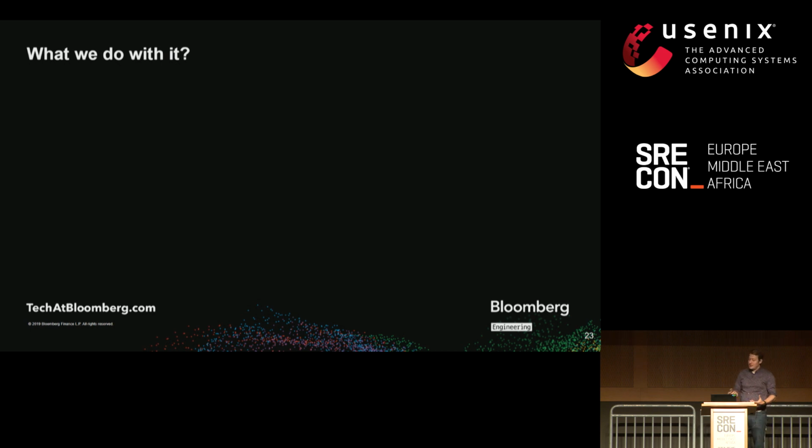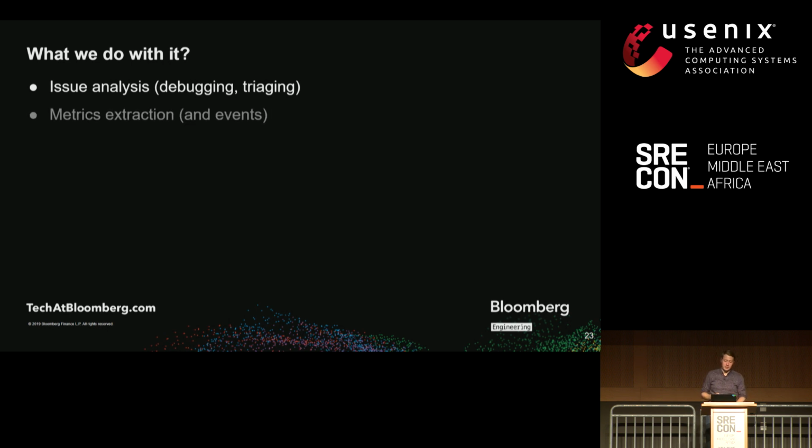What do we do with all this data now that we've collected it? Well, first of all, we've been using it for issue analysis and triaging. The type of traces I showed you earlier, we actually use this to identify what the issues are within our system and look and debug interactively. This is because we don't do sampling today, which I'll cover a bit more later as well. We do some metrics extraction, some of the things I was hinting at earlier as well.